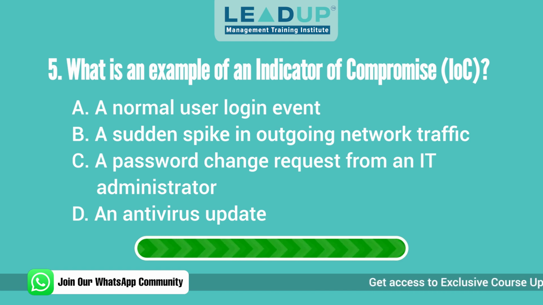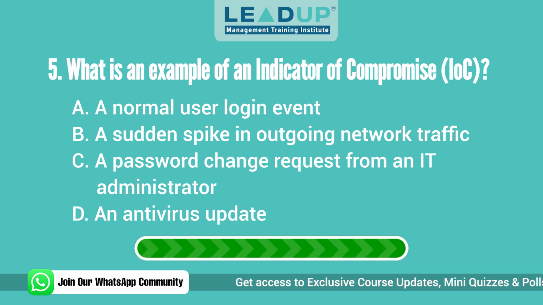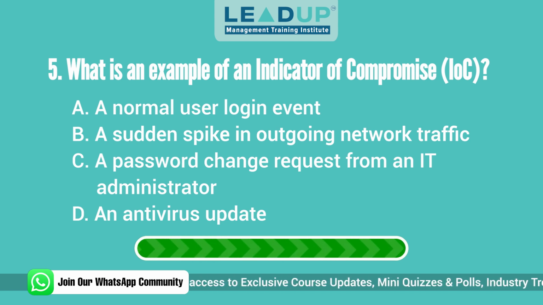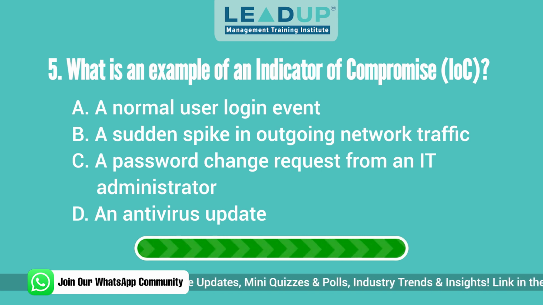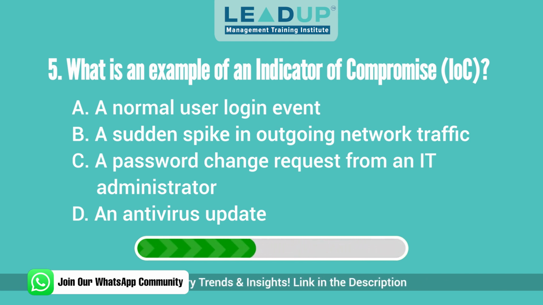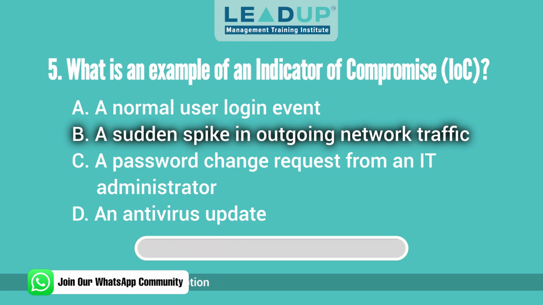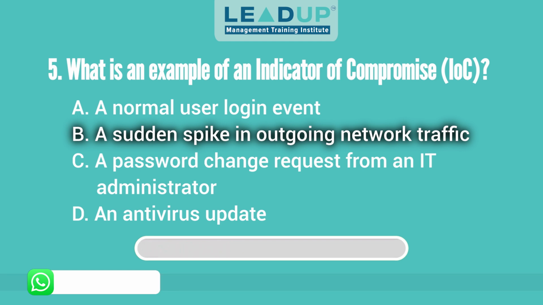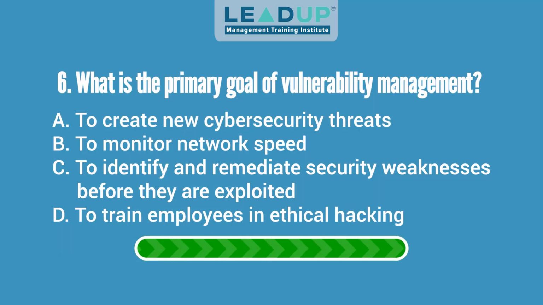A. A normal user login event. B. A sudden spike in outgoing network traffic. C. A password change request from an IT administrator. And D. An antivirus update. Answer: a sudden spike in outgoing network traffic. Question 6. What is the primary goal of vulnerability management?